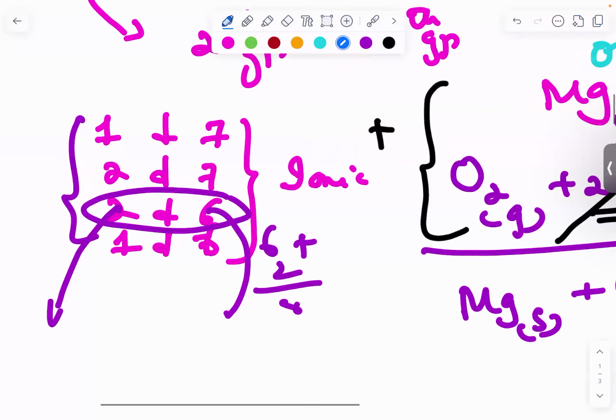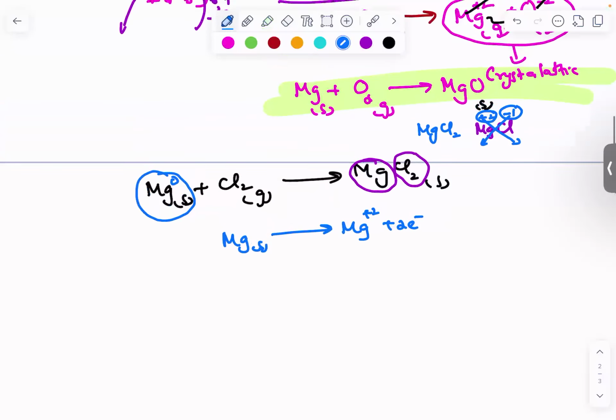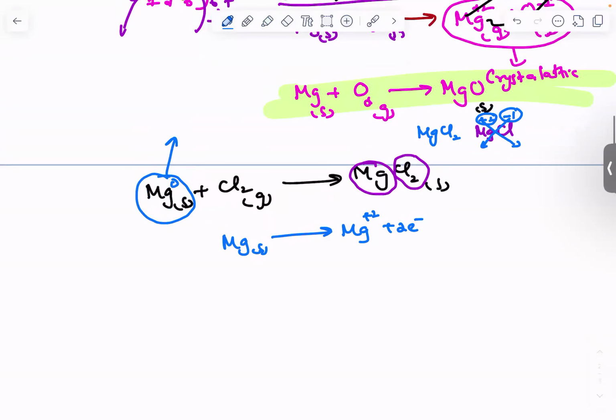The ionic bond has been formed between group 2 and group 7. You know that, right? Because magnesium is from the second group and chlorine is from the seventh group. So that is between metal and non-metal, between the second group and the seventh group.